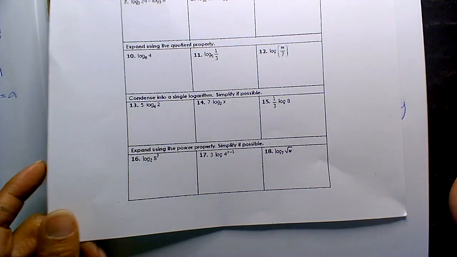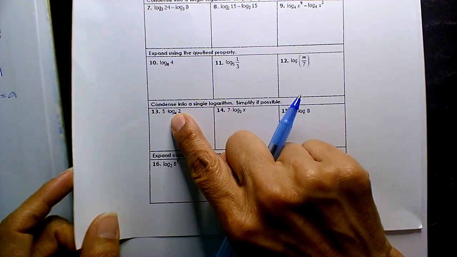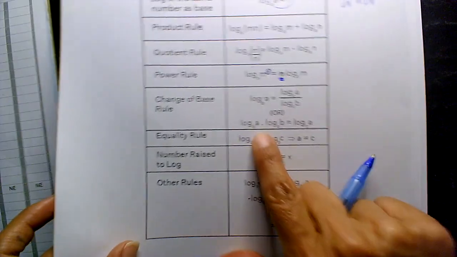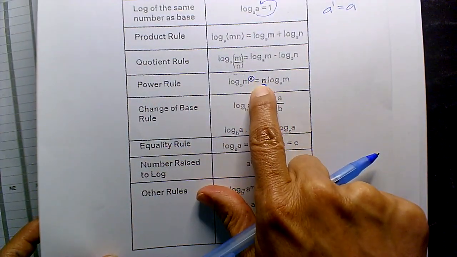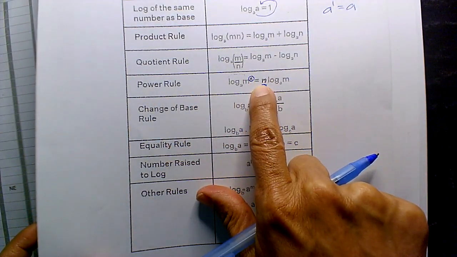Okay, power. Oh, no, condensing. Okay, so let's do the power rule here. So your superscripts, which become coefficients, they come to the front.